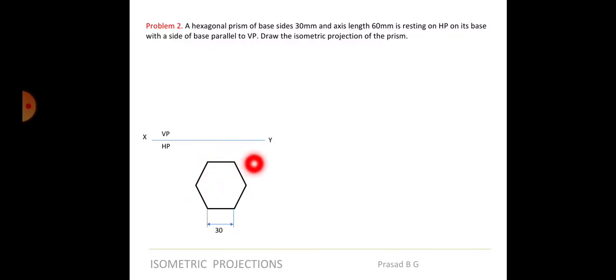Suppose if you had done it in edge condition, what will happen? See, the two lines will come like this. So those lines will become perpendicular to VP. They will not be parallel to VP. And none of them will be parallel, isn't it? So as per the question given, it's resting on HP on its base with the side parallel to VP, means you will have to keep it like this.